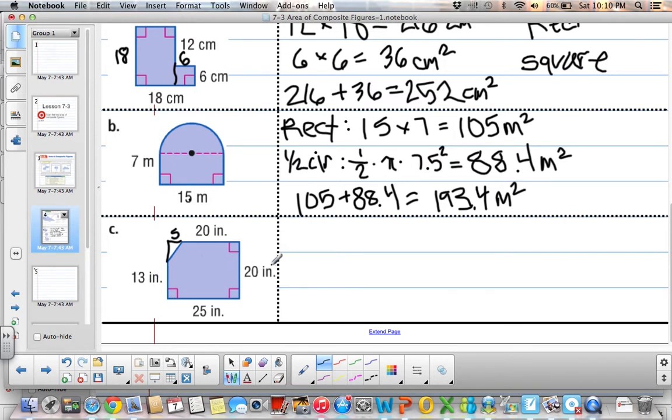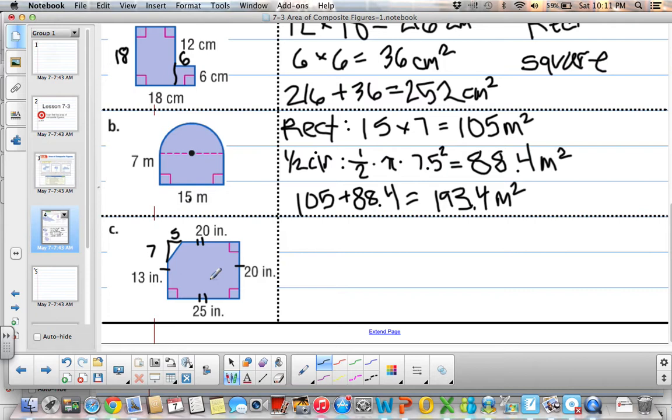And same goes for these two sides, because this side is 20, then this side needs to be 20, because this right here is 13, then this needs to be 7. Because 7 plus 13 equals 20, 20 plus 5 equals 25, so then these two are the same, and these are the same.